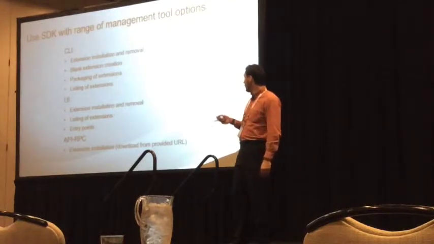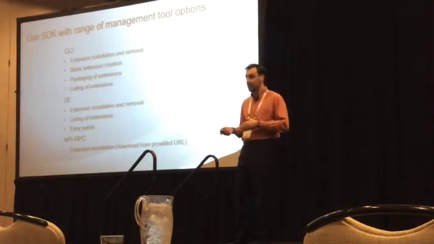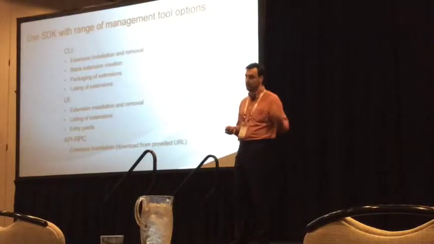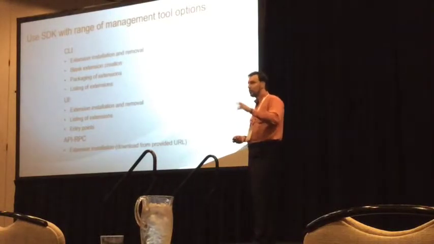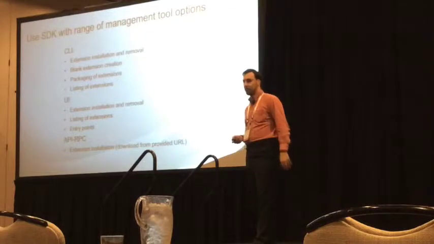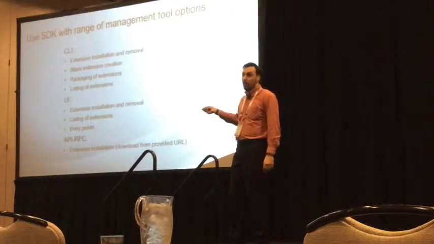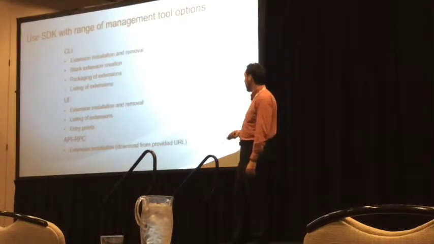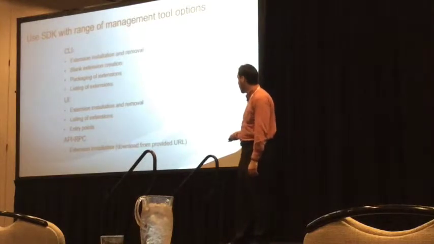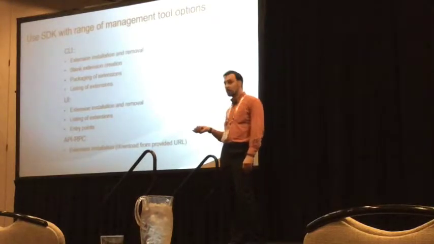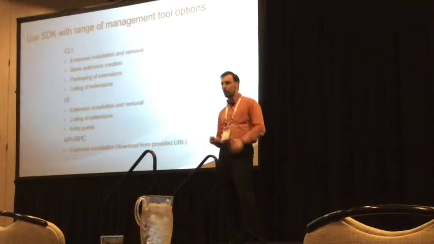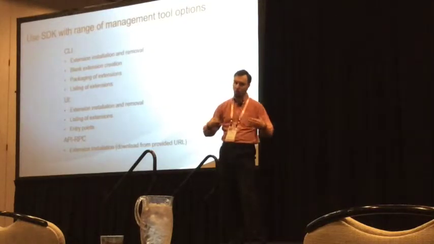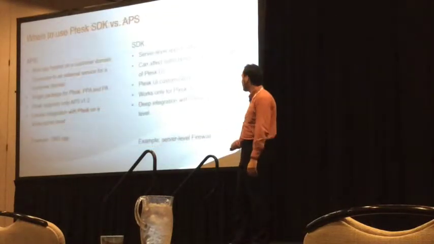Now, using the UI, you can obviously install and remove the extension, and you can see the list of extensions, and you can put some entry points like custom buttons and stuff in the UI. And as far as the RPC goes, you can install extensions. For example, you can provide the URL where it should be downloaded from, and voila, it's there.